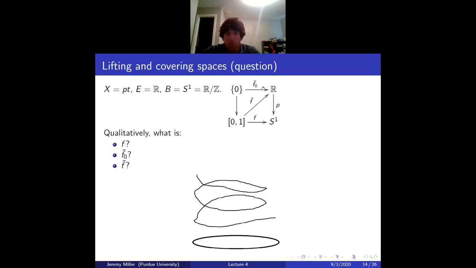So, a map from a set with one element into a space is just an element of that space. So we have a loop down here, and then F tilde is some point in the space, but what compatibility condition? What does the diagram commute mean about what this point in R has to do with this path down here?